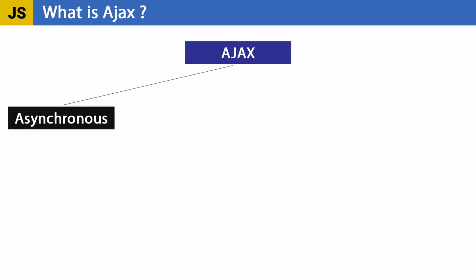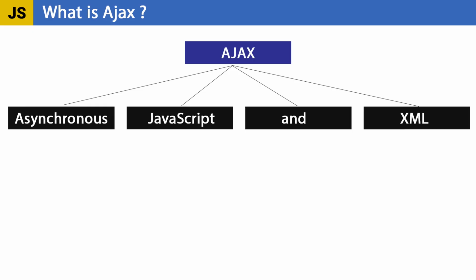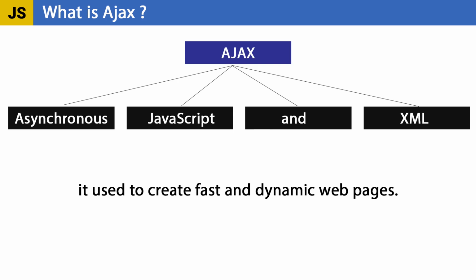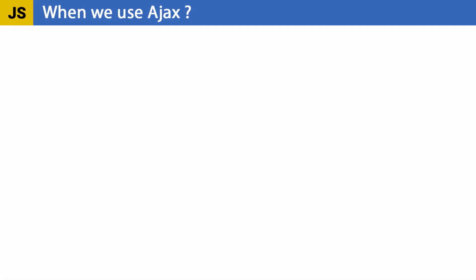A means asynchronous, J stands for JavaScript, A for and, and X stands for XML. XML is some kind of data format. Basically, Ajax is used to create fast and dynamic web pages. First, let's try to understand how we can make our page fast and dynamic using Ajax.